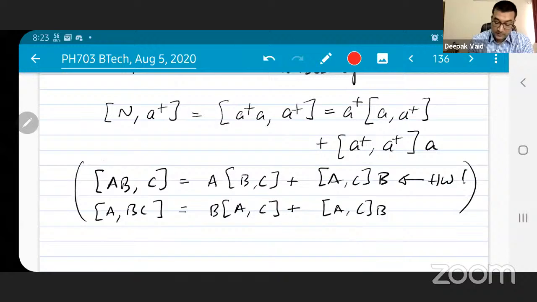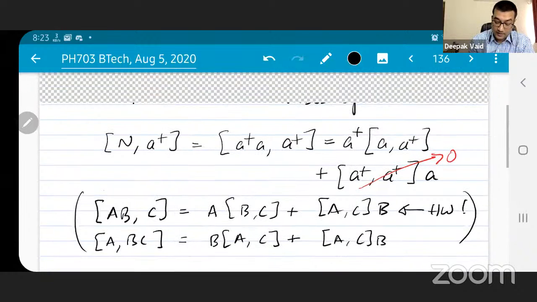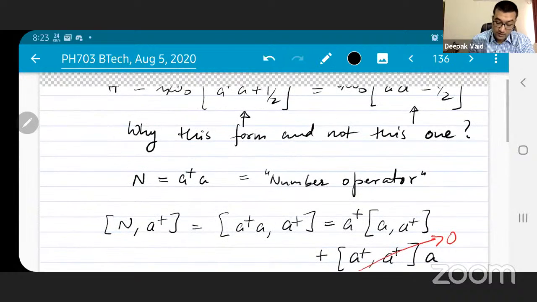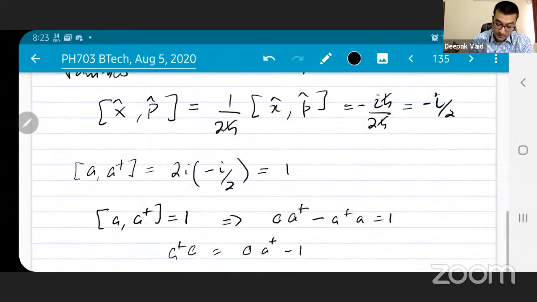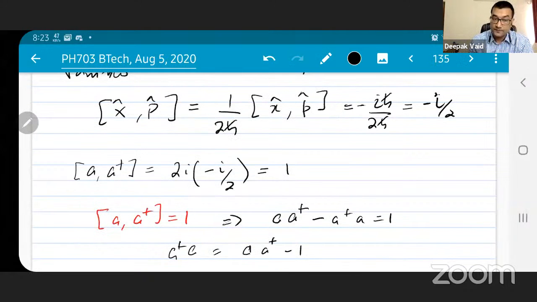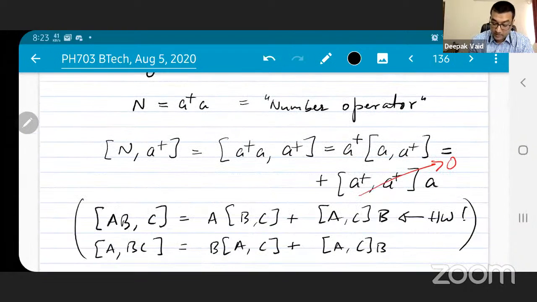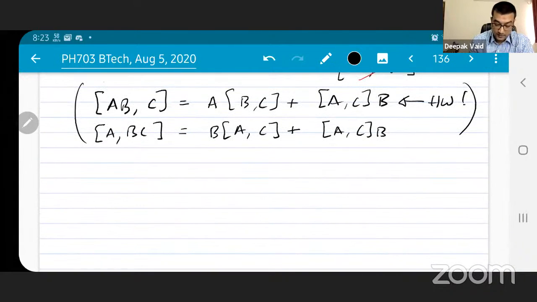Now, this expression A dagger is 0. And I know that the commutator of A and A dagger is 1. So what does this become? This becomes A dagger. All right, so I am left with this result, which is equal to A dagger.